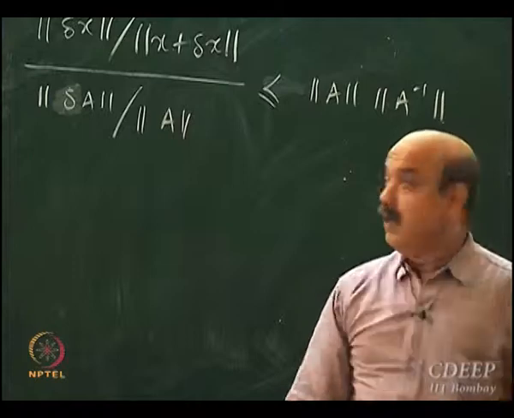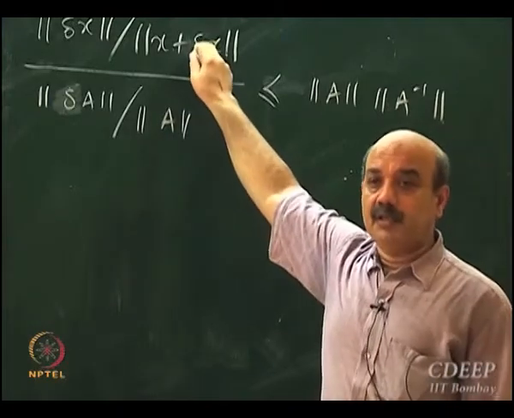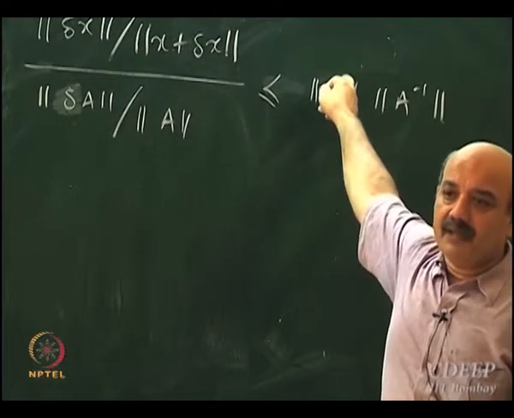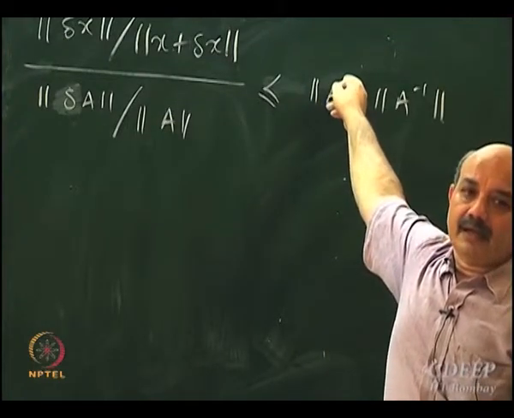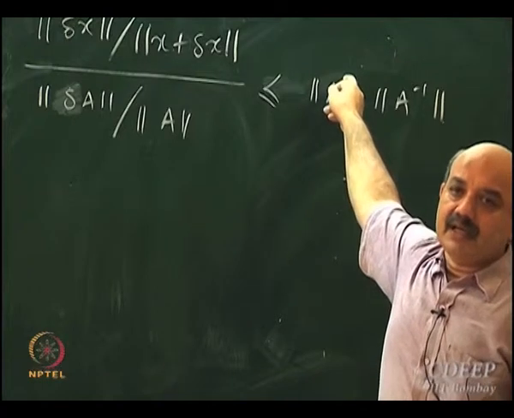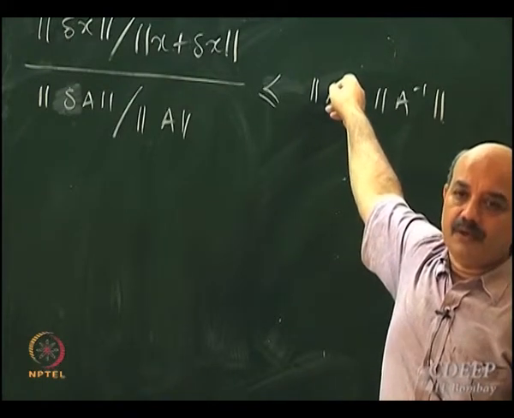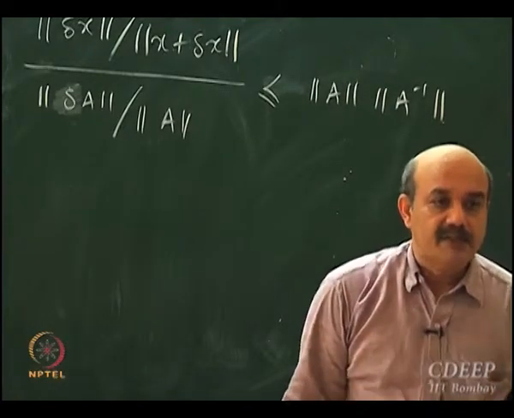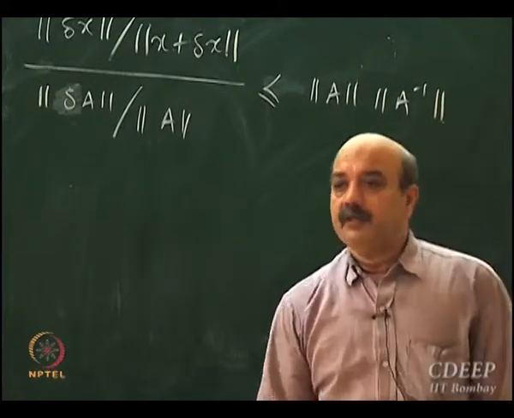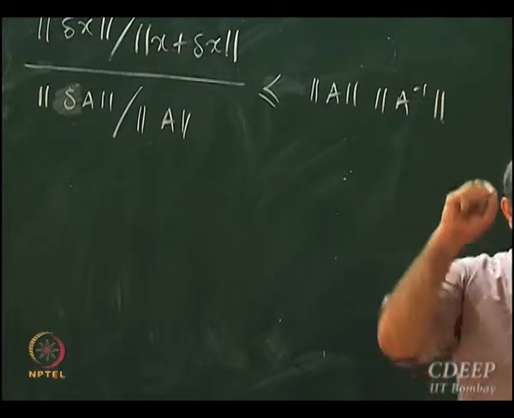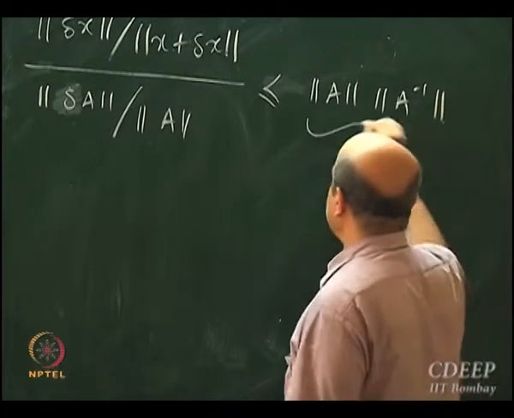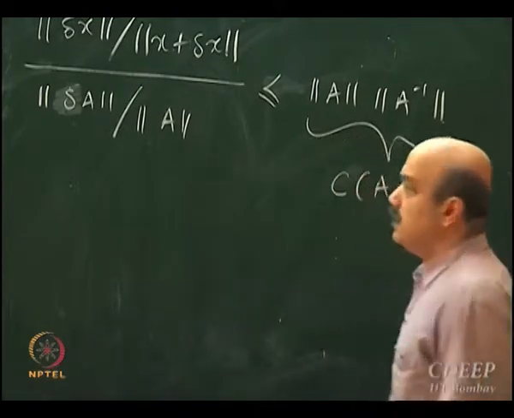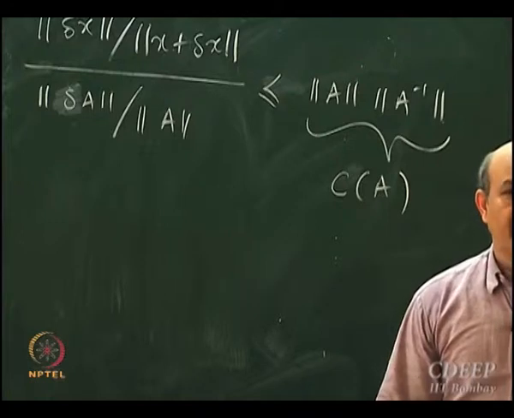Okay, relative change in the solution to a relative change in A matrix is again bounded by norm of A into norm of A inverse. Again this condition number reappears when you are trying to analyze a system in which A is represented slightly erroneously. So this is again condition number. This is also condition number of A.